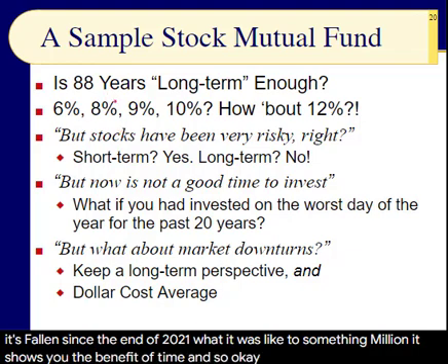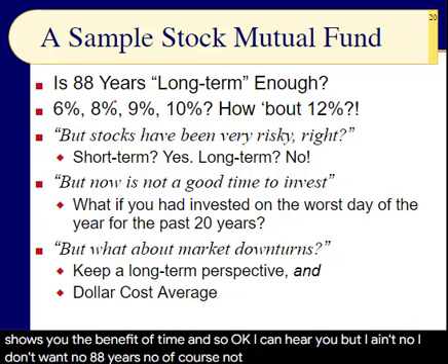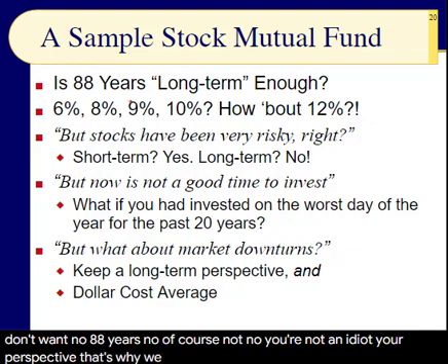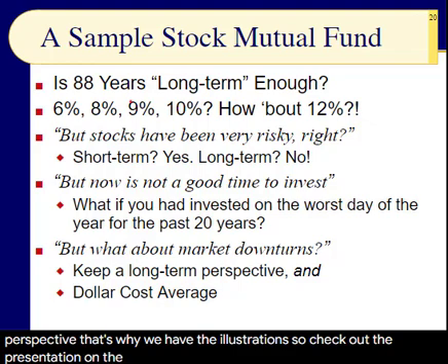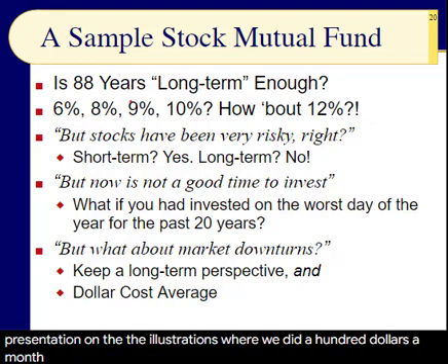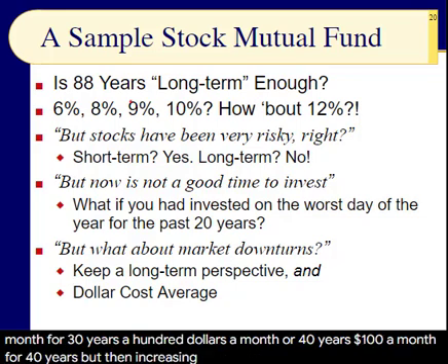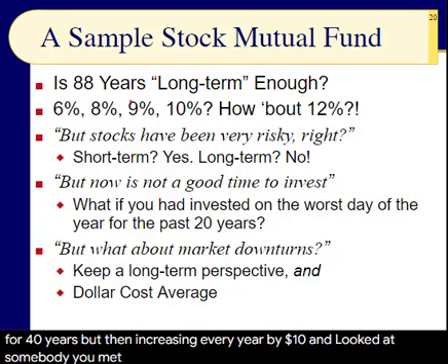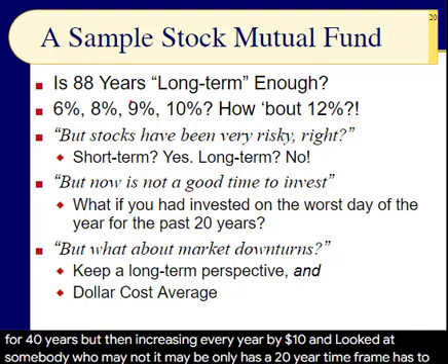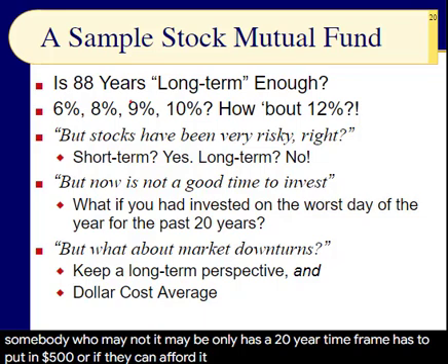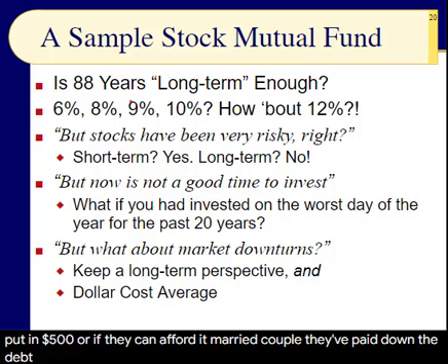And so, okay, I can hear you. But I don't want to wait 88 years. No, of course not. You don't have an 88-year perspective. That's why we have the illustrations. So check out the presentation and the illustrations where we did $100 a month for 30 years, $100 a month for 40 years, $100 a month for 40 years but then increasing every year by $10. And then we looked at somebody who maybe only has a 20-year time frame, has to put in $500, or if they can afford it, a married couple who've paid down the debt, maybe $1,000. Some people are paying $1,000 a month for their cars.